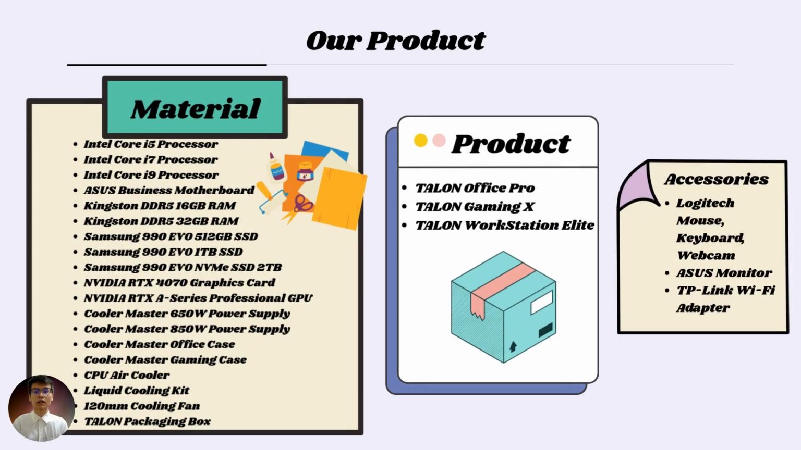This slide shows the products and materials configured in our system. For manufacturing, we create three finished products, and each product is manufactured using raw materials such as the Intel processor, Asus motherboard, Kingston DDR5 RAM, Samsung SSD, NVIDIA graphics card, Cooler Master cases, power supply, cooling system, and packaging material. In addition, our system also sells accessories including the Asus monitor, Logitech keyboard, mouse, and webcam, as well as the TP-Link Wi-Fi adapter. All of these items were configured in Odoo to support purchasing, manufacturing, inventory management, and sales.